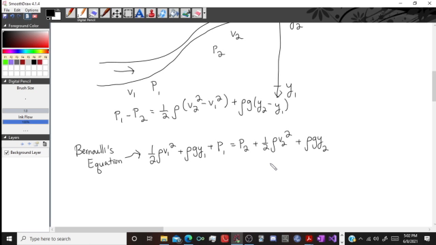But it assumes that density is constant, which is usually the case for most liquids. And actually, I think we are done.